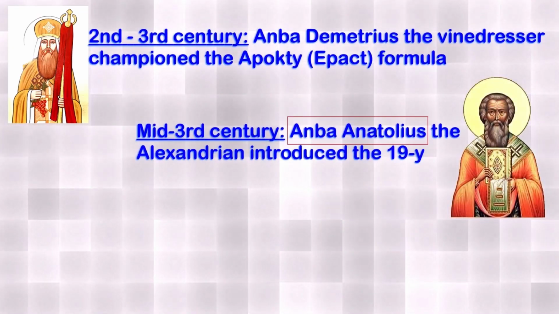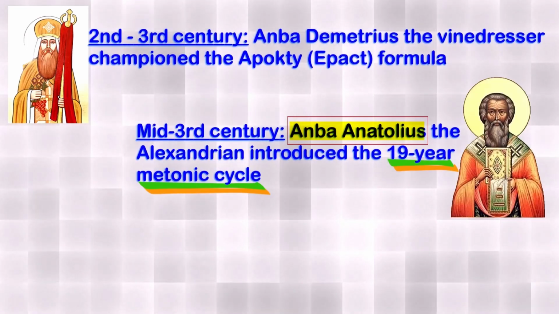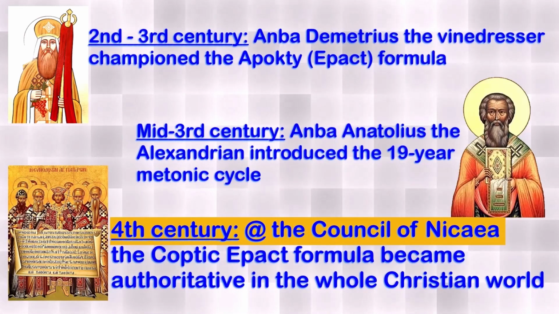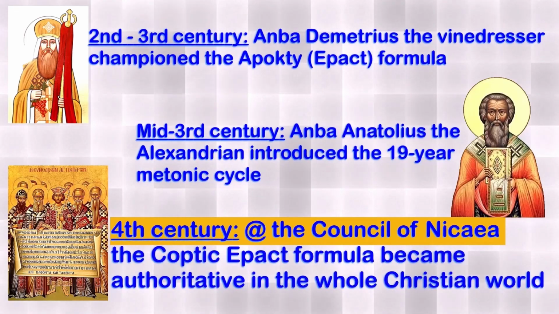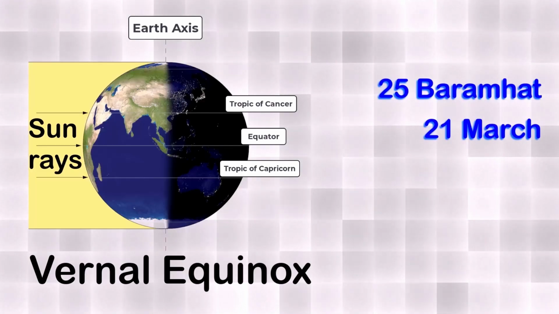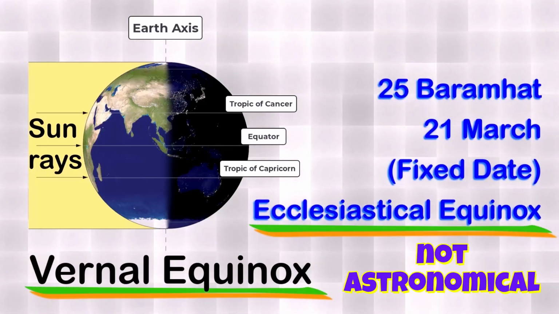When discussing the Coptic Epact Formula, we need to start by saying that it was first championed by Anba Demetrius the Vine Dresser, and then by the mid-3rd century, the Alexandrian Anba Anatolius introduced the concept of the 19-year Metonic cycle. Such a formula became authoritative by the 4th century in the Council of Nicaea, where the forefathers fixed the vernal equinox to be the 21st of March. That is, it's an ecclesiastical vernal equinox.